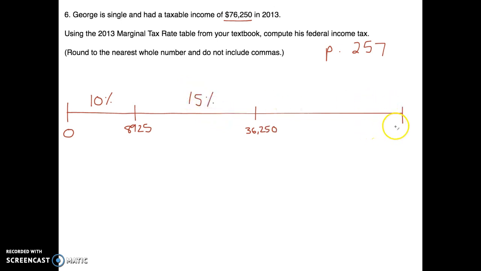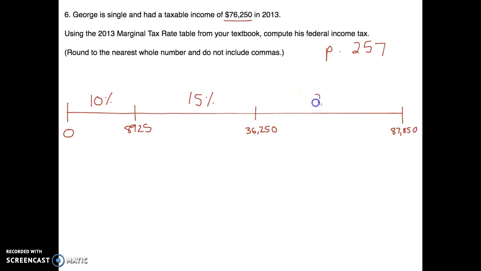And then the next one, we could keep going for all of the numbers, but we're just going to go up to 25% because that's the range that this problem falls in. So 87,850. So remember, this is just for singles.